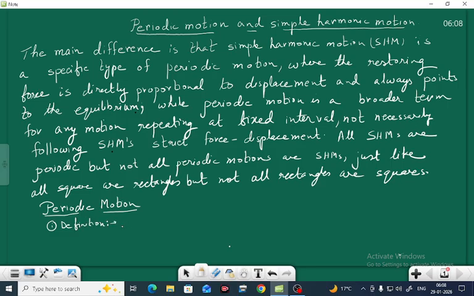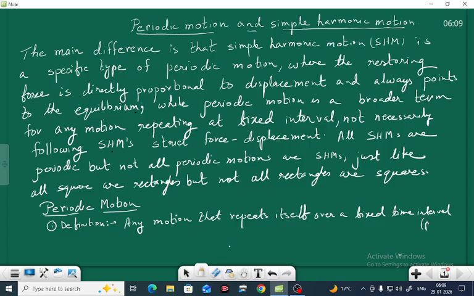I already told you that it is any motion that repeats itself over a fixed time interval, or you can say period.